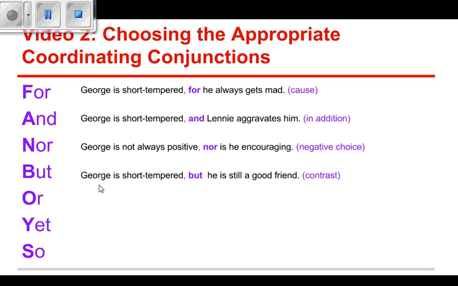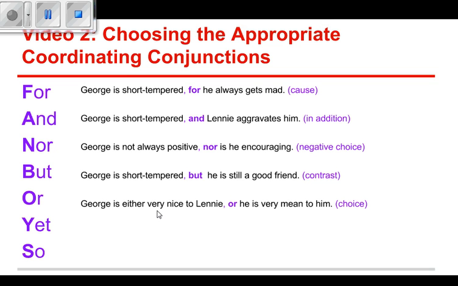If you wanted to use but, George is short-tempered, but he is still a good friend. But is when you want to have two contrasting ideas or opposite ideas. So he's short-tempered, but a good friend. Those are two different things, and that's how we contrast using but.